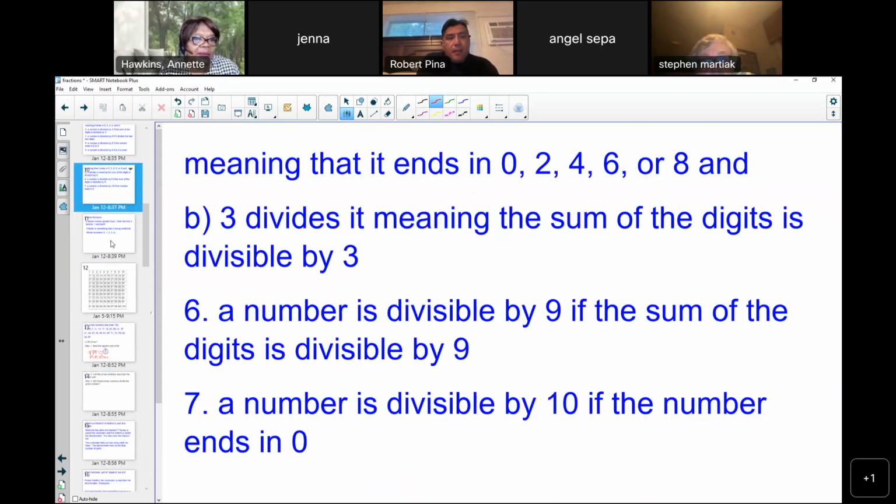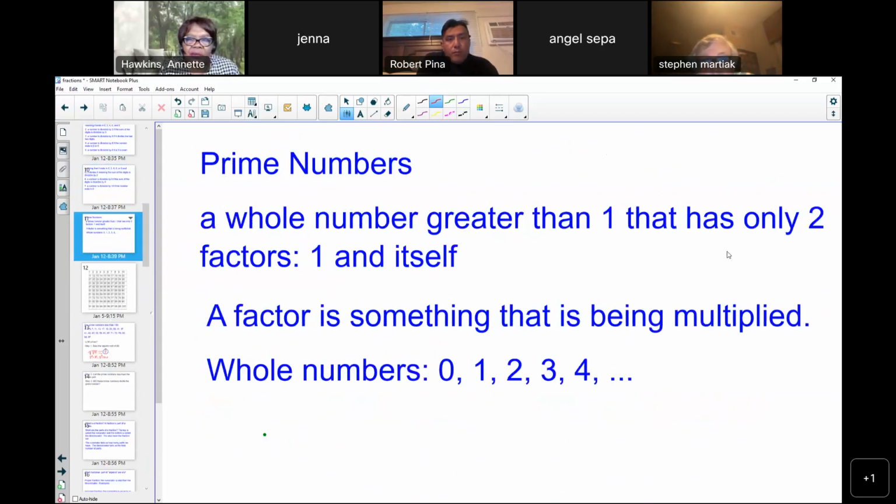All right, the next topic we want to talk about, have you ever heard of the word a prime number? Have you ever heard of that word before? A prime number.